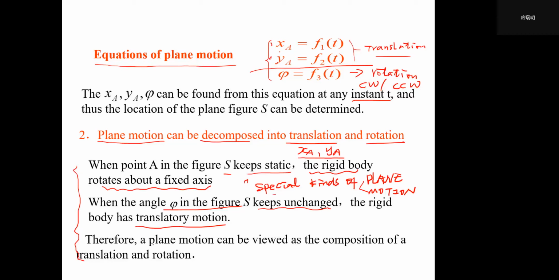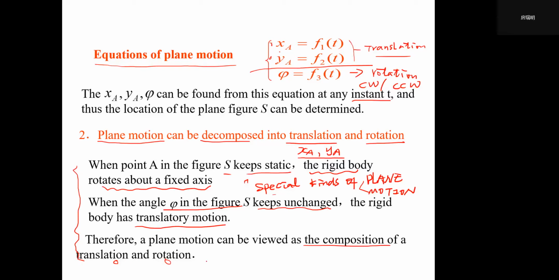And therefore, a plane motion can be viewed as the composition of a translation and a rotation, because these two parts cannot affect each other. That means rotation cannot affect translation, and translation also cannot affect rotation. These two parts are totally independent.